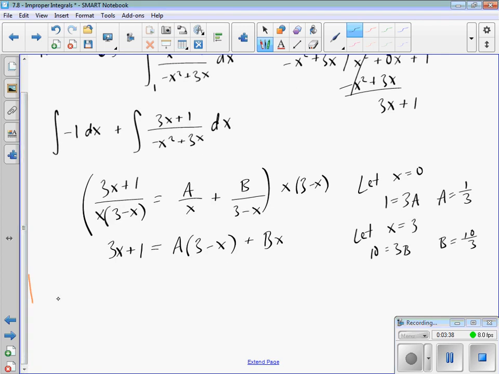And we're going to see what happens. Because if this doesn't work, then I feel like I have no idea what's going on. Okay, so this will be negative 1. Don't forget that piece. And then instead of a over x, it's going to be a third over x. And instead of b, it's going to be 10 thirds over the 3 minus x.